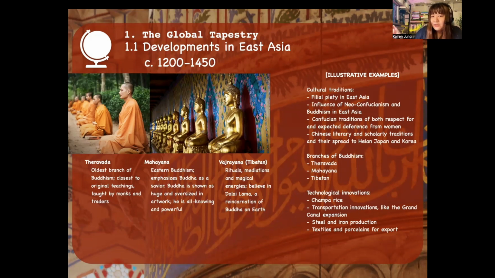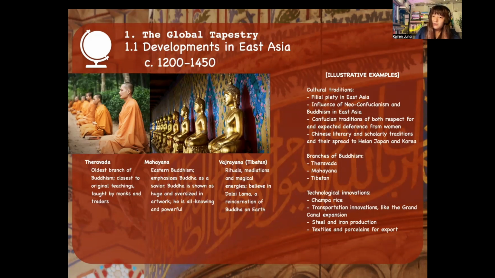Mahayana is Eastern Buddhism, and it emphasizes Buddha as the savior. Buddha in the Bodhisattva is shown as huge and oversized and being all-knowing and powerful. It's like a salvation type of version of Buddhism, right? And Vajrayana, or Tibetan Buddhism, believes in the Dalai Lama. You may have seen the Dalai Lama on TV with like his very nice smile and his glasses and so on. But the Dalai Lama is a reincarnation of Buddha on Earth, and so you have a lot of rituals and meditations and magical energies. They believe that the Dalai Lama reincarnates over and over and over again. I believe right now there are 2 Dalai Lamas in the world, and that's another very interesting issue.